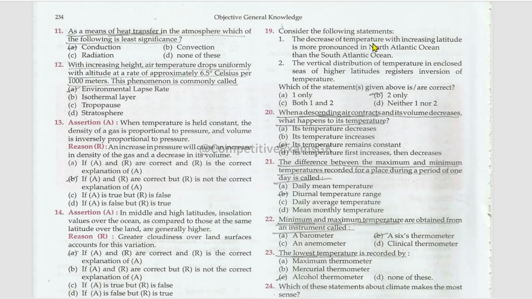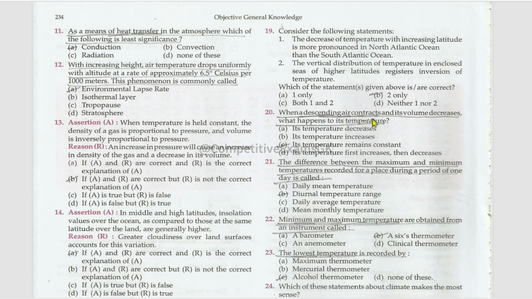Consider the following statements. The decrease of temperature with increasing latitude is more pronounced in North Atlantic Ocean than the South Atlantic Ocean. Which of the statements is are correct? This is not the right statement, this is wrong one. The vertical distribution of temperature in enclosed seas of high latitudes registers inversion of temperature. This is correct statement.